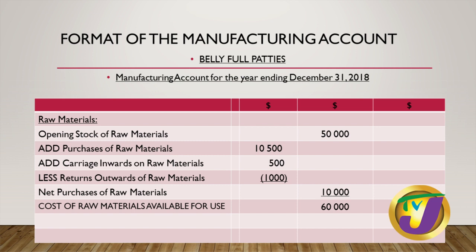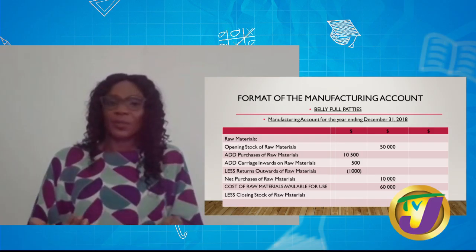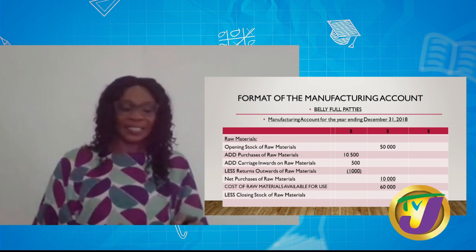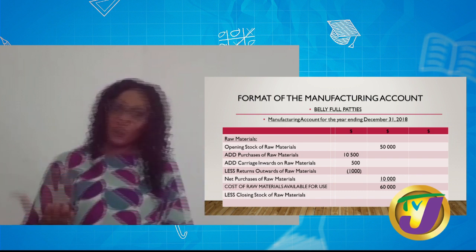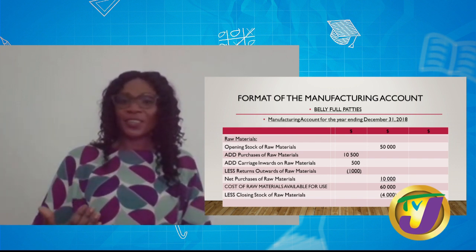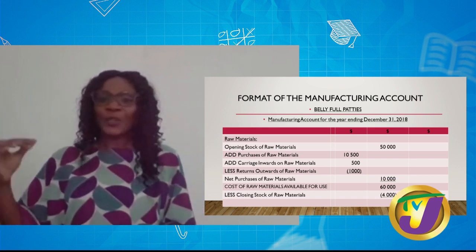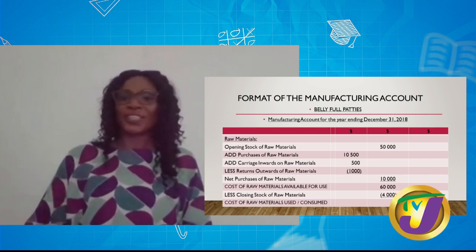Then we're going to make patties and make patties and make patties out of that cost of raw materials available for use. And in making the patties, we may have some raw material left over. Now we want to find out, how much of the raw material did we use? Simply, we're going to less our closing stock of raw materials from our cost of raw materials available for use, and you will then get your cost of raw materials consumed.